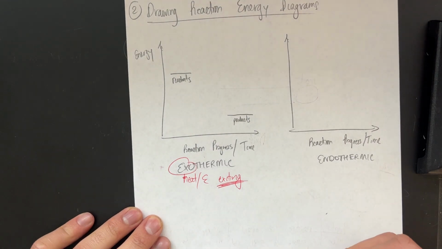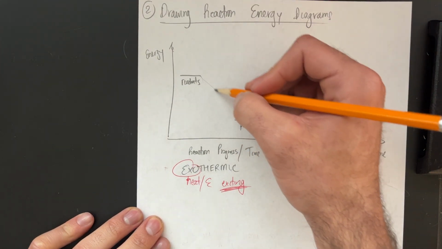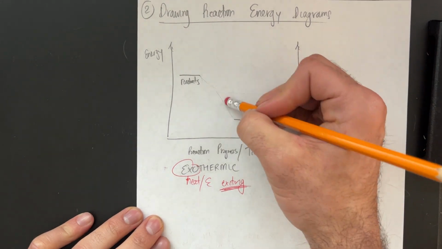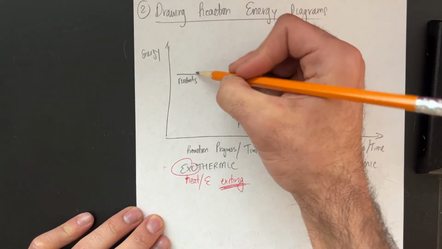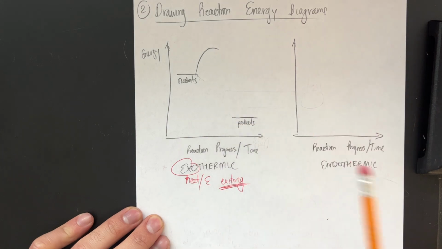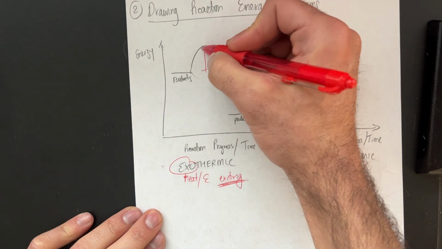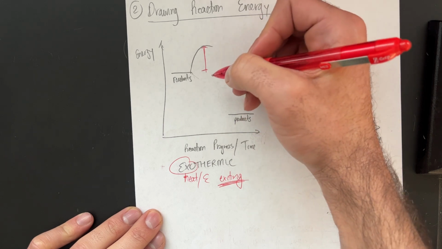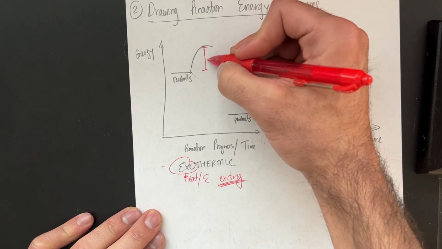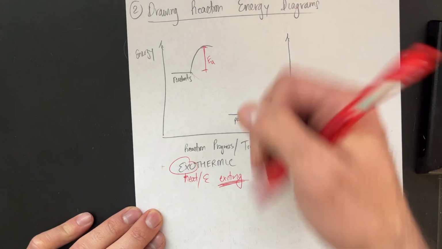Now, students might think that the course it takes should just go straight down, but it actually doesn't. It turns out that you need to go up first. This is what we call our activation energy. We need some amount of energy that we put in at the beginning in order for the reaction to get started. And so we call that EA, energy of activation.